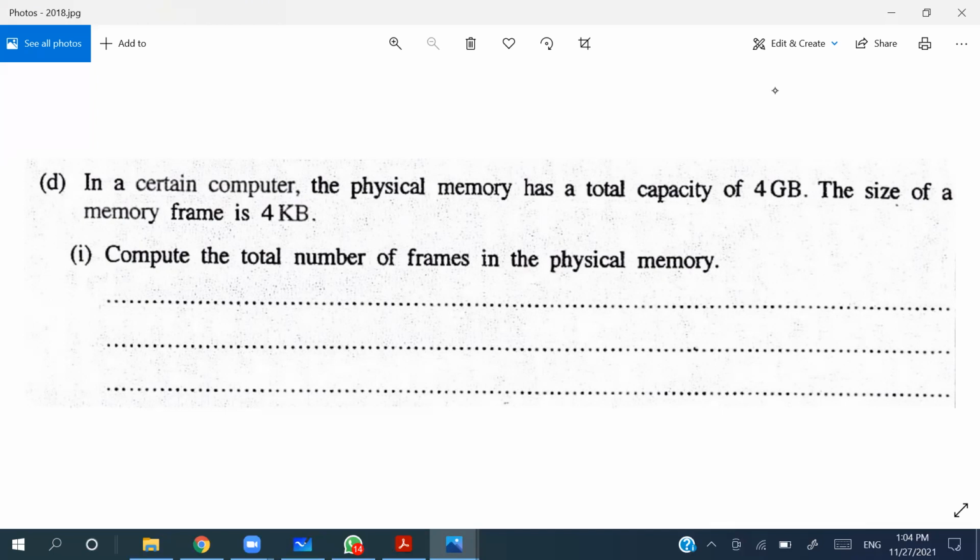Now you can do this the easy way or the hard way. The one who sent me the answer for this has gone the hard way: finding the total memory from 4 GB and 4 KB, finding the number of offset bits, then reducing it, then finding the frame number bits, then going for the number of frames.